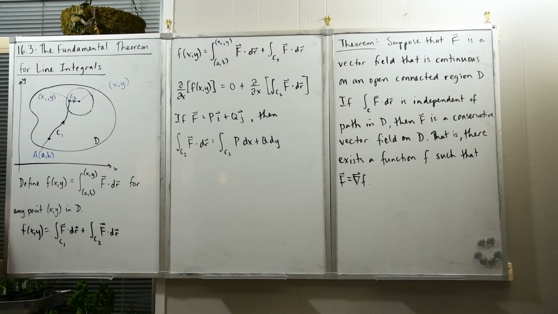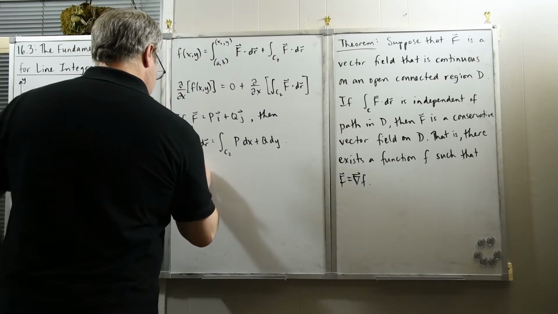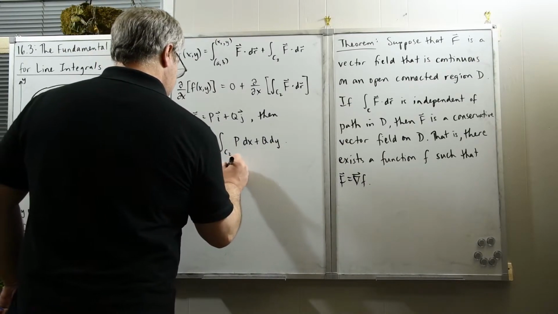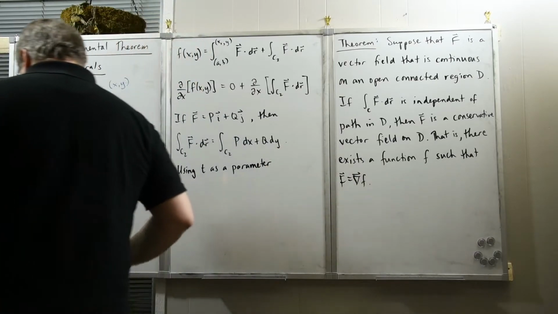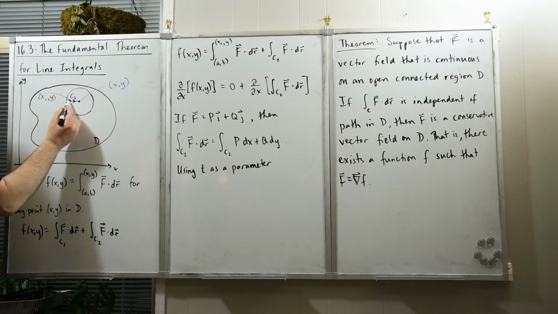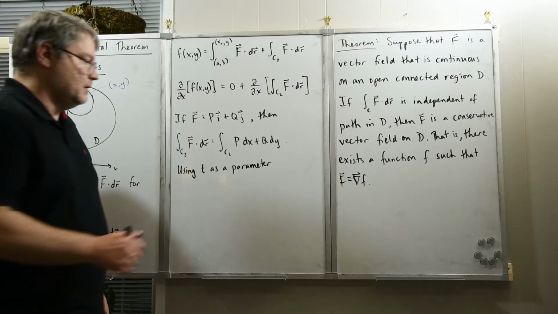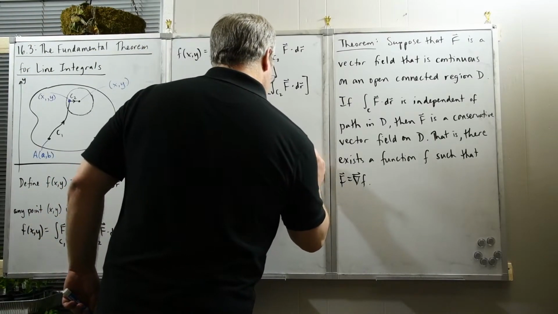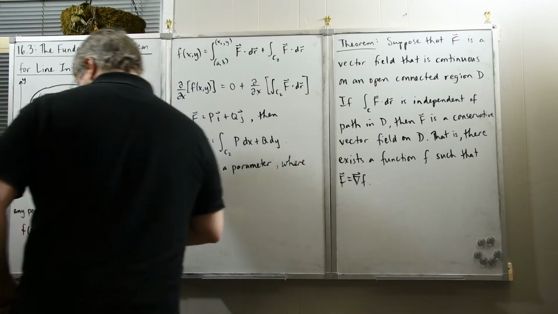So if we use t as a parameter, introduce this parameter t, and basically it's going to range from x1 to x. So range from the x coordinate of this point to the x coordinate of our destination point. So use t as a parameter where t ranges from x1 to x.